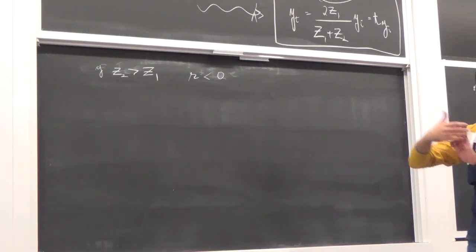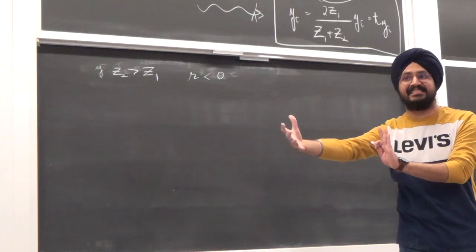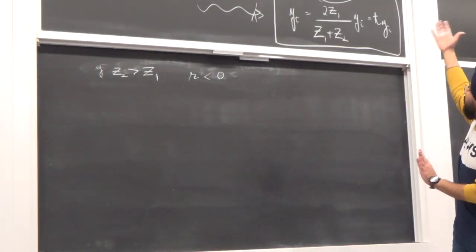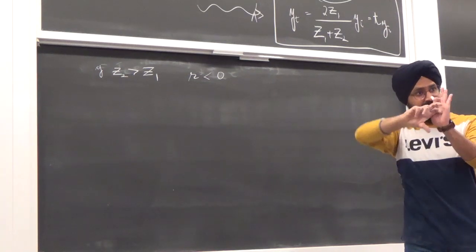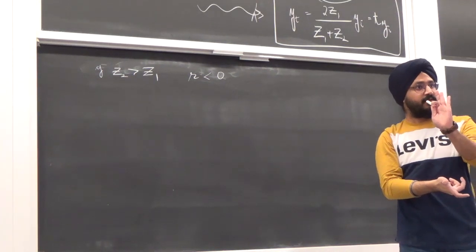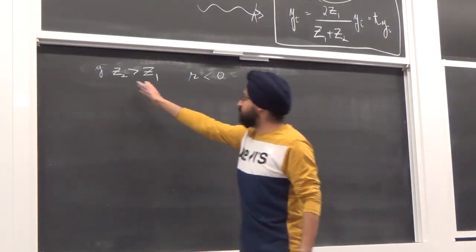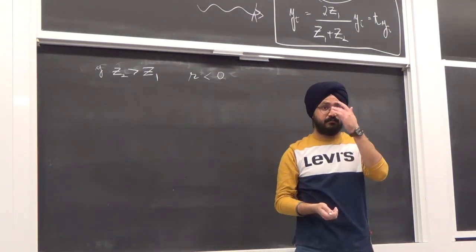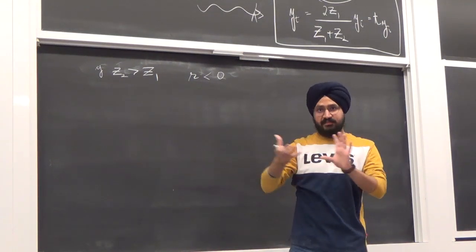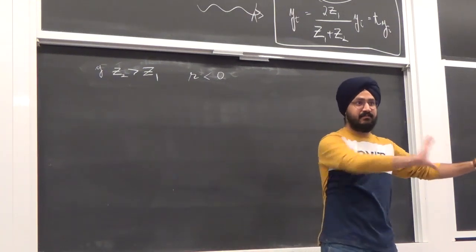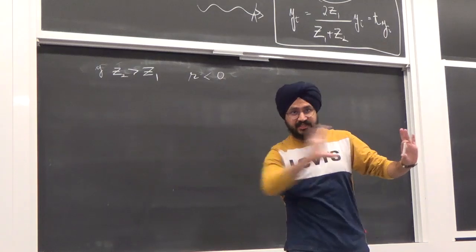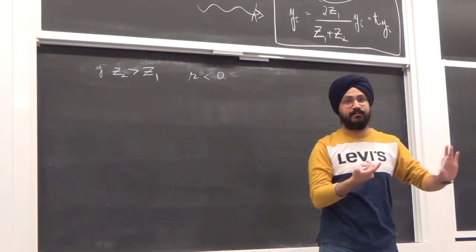So the moment you hit a boundary of something more dense, of a higher tension or a higher mass density, the wave flips sign, the wave inverts. Okay? And if Z1 is more than Z2, then it doesn't change sign. So going from a rarer to a denser medium, the wave flips. Going from a denser to a rarer medium, the wave doesn't.